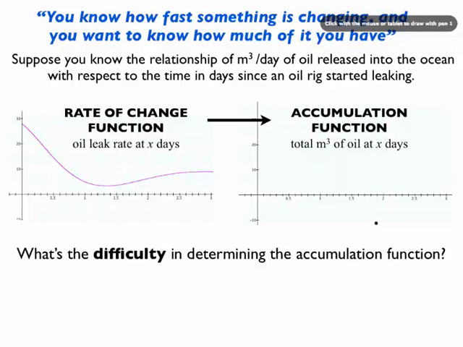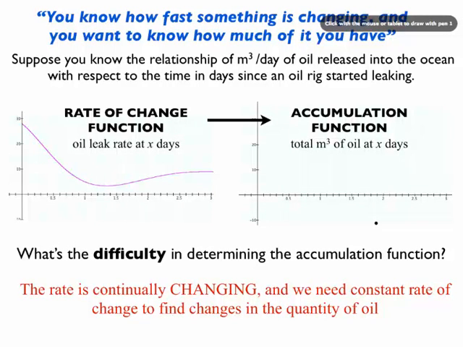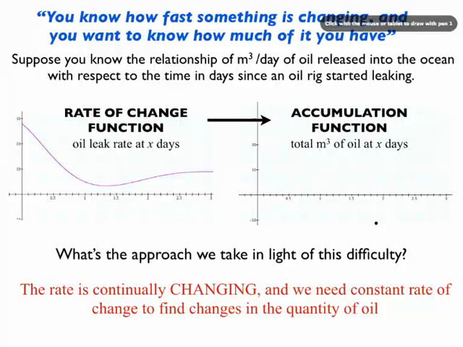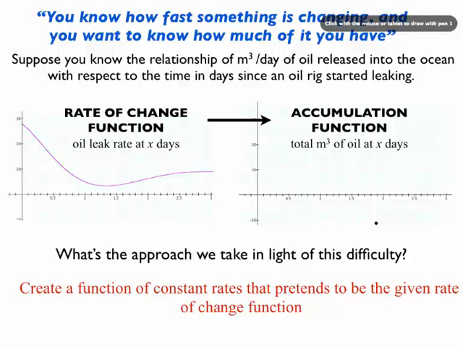What's the difficulty of getting that accumulation function with this type of rate of change function? It's not a constant rate of change. The rate continually changes every moment. We need a constant rate of change to find changes in quantity of oil. So what approach do we take in light of this difficulty? Steps. We're going to make a pretend rate function with steps, a function of constant rate that pretends to be the given rate of change function.